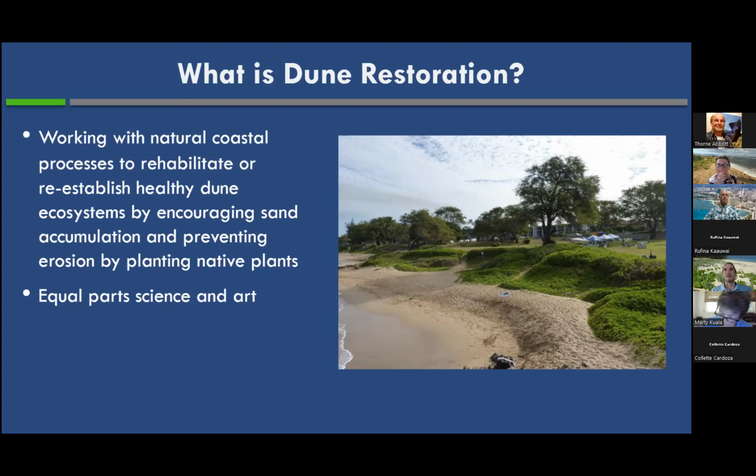Dune restoration, on the other hand, is conducted further makai, so further inland. It's above the high wash of the waves, and in general, it involves minimal movement of sand or even none at all.